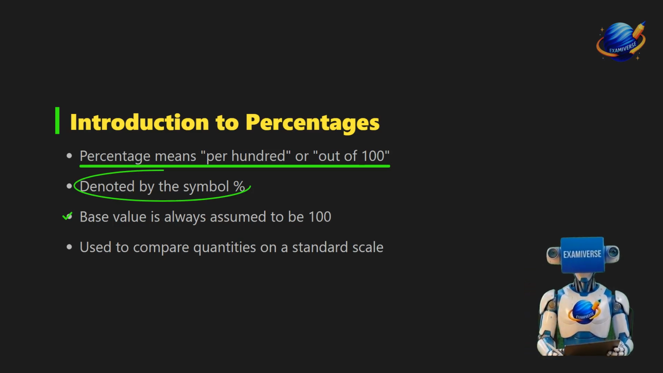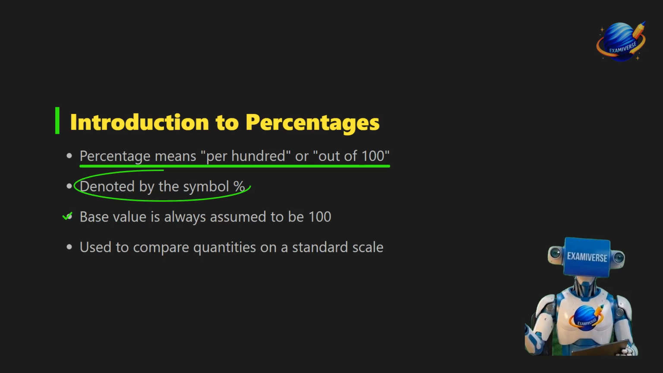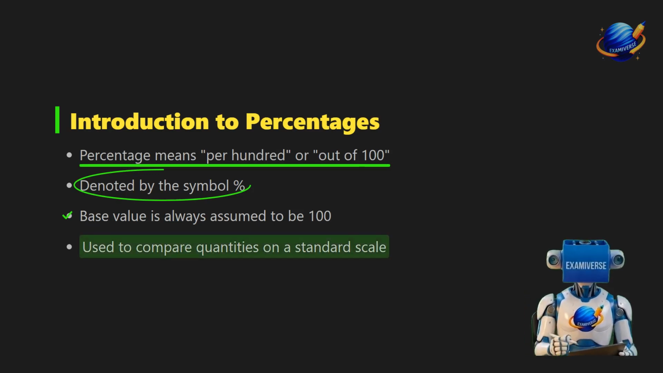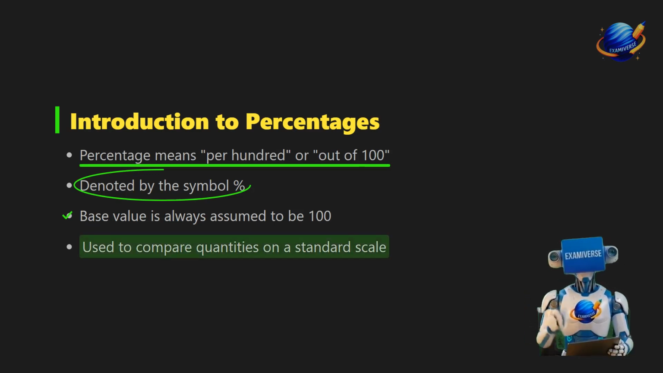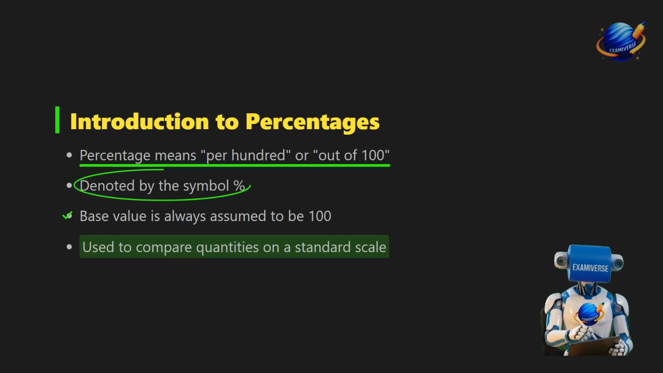Why do we do this? Because percentages are primarily used to compare quantities on a standard scale. Imagine trying to compare a student who scored 45 out of 60 with another who scored 70 out of 90. It's confusing, right? But if we convert both to a base of 100, that is, percentages, the comparison becomes instant and crystal clear. Both actually scored 75%.